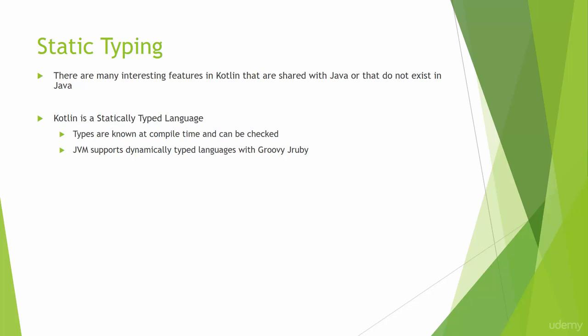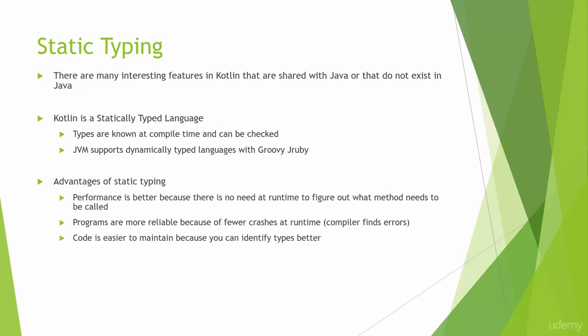The JVM does support both dynamically and statically typed languages. Some of the dynamically typed languages are Groovy and JRuby. But Kotlin is a statically typed language. It checks its data at compile time. The advantages of checking your data at compile time: performance is better.